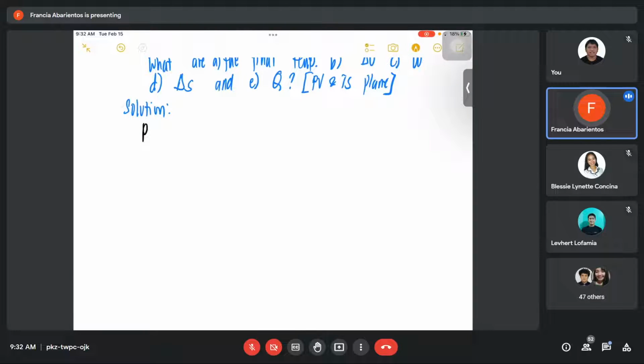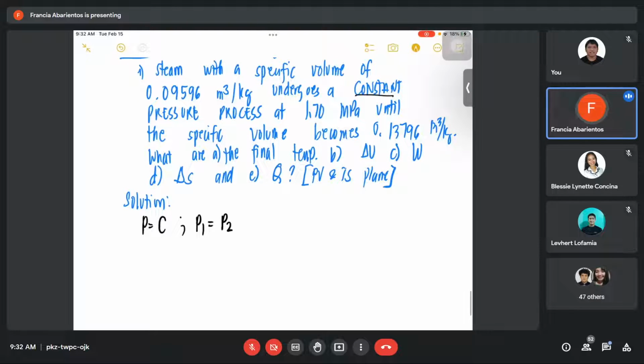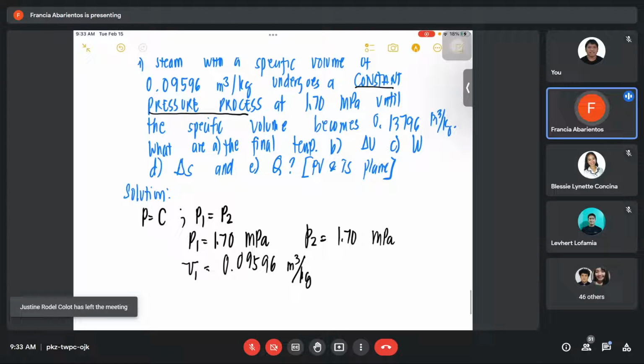So, our constant pressure means pressure 1 is equal to pressure 2, because it is a constant pressure process. That is what you will remember. So, pressure 1 is equal to 1.70 megapascal, also pressure 2. So, two are given: the specific volume at point 1, which is 0.09596 cubic meter per kilogram mass, and also the specific volume at point 2, 0.13796 cubic meter per kilogram mass.